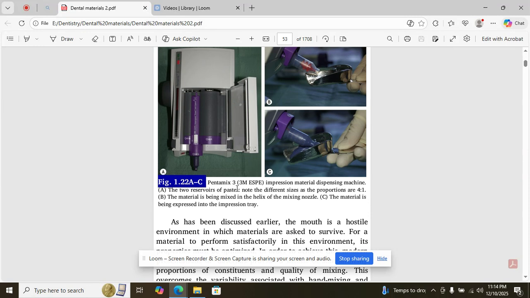Pentamix 3, 3M ESPE impression material dispensing machine. The two reservoirs of pastes, note the different sizes as the proportions are 4:1. The material is being mixed in the helix of the mixing nozzle. The material is being expressed into the impression tray.